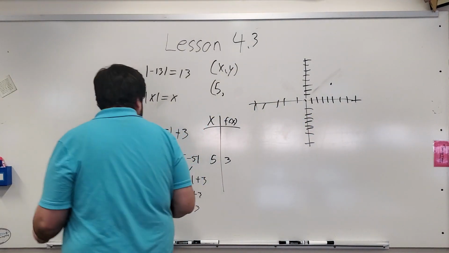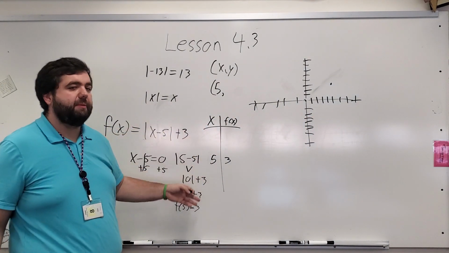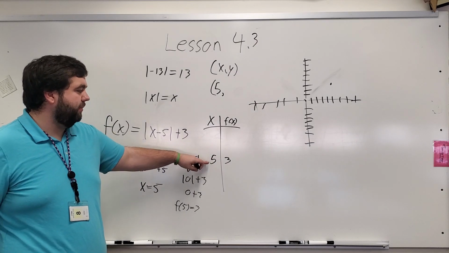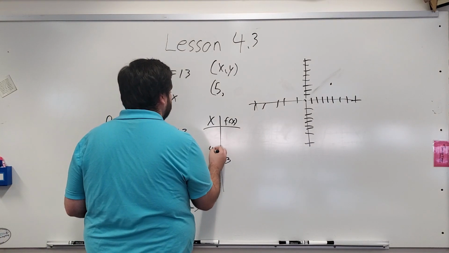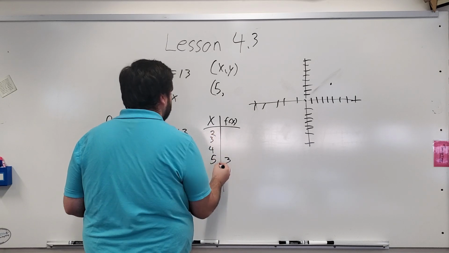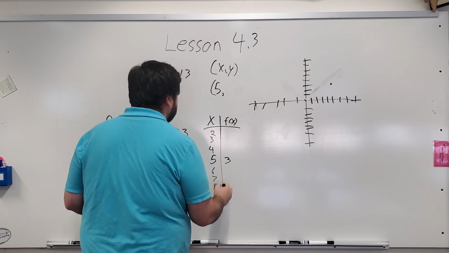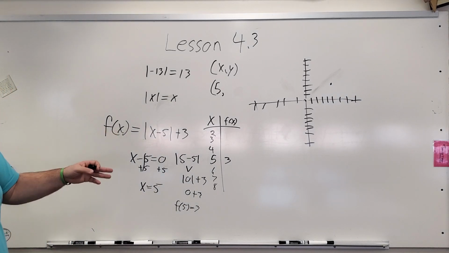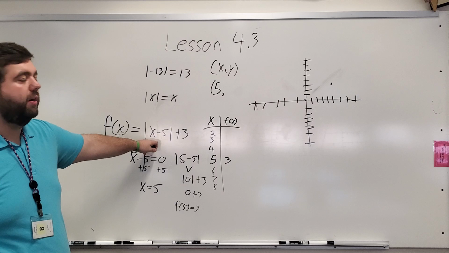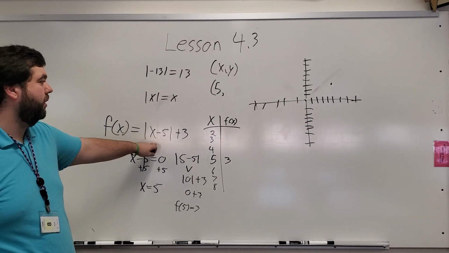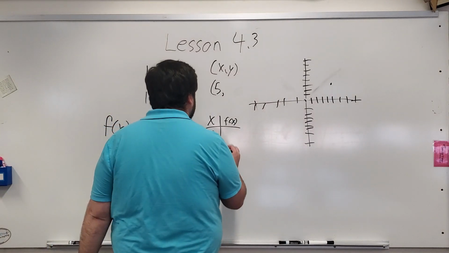All right. I then need to complete my table. So I want to pick some numbers that are less than 5 and greater than 5. Easiest way to go about it, 4, 3, 2, 6, 7, 8. All right. I then plug each of those in. 4 minus 5 is negative 1. The absolute value of negative 1 is 1. 1 plus 3 equals 4.